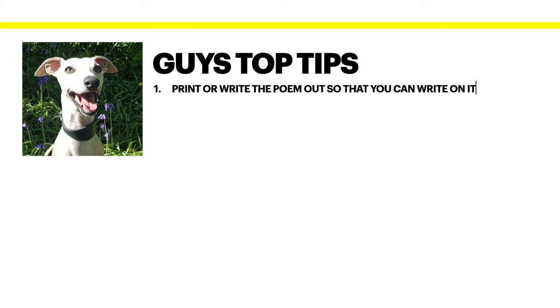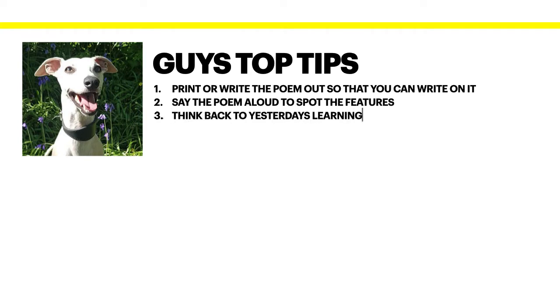Guy's got some top tips for our next piece of learning. Now, you can print or write out the poem so that you can write on it and annotate it for the next piece of our learning. Just like I said, you could say the poem out loud to spot some of the features we're going to be identifying. And finally, think back to yesterday's learning. In the video that we watched, think of some of the features that were discussed, because we're now going to start having a look at some of the features that are in Kit Wright's poem.